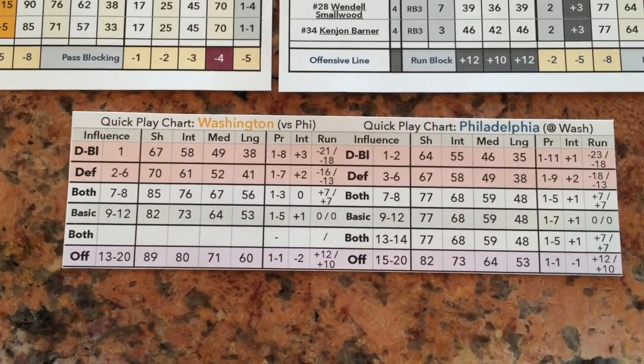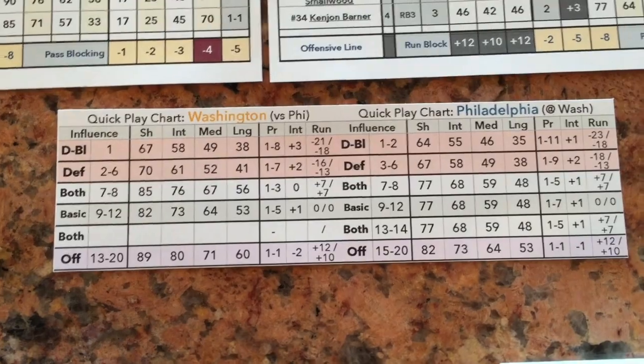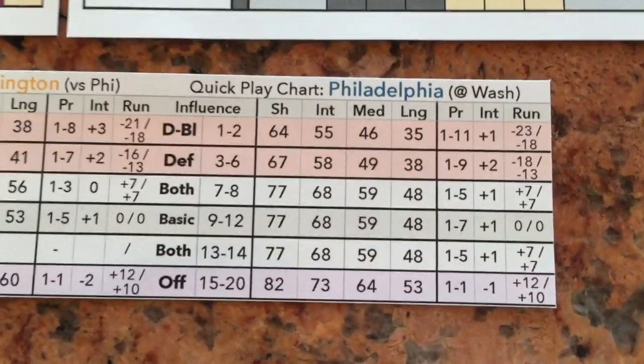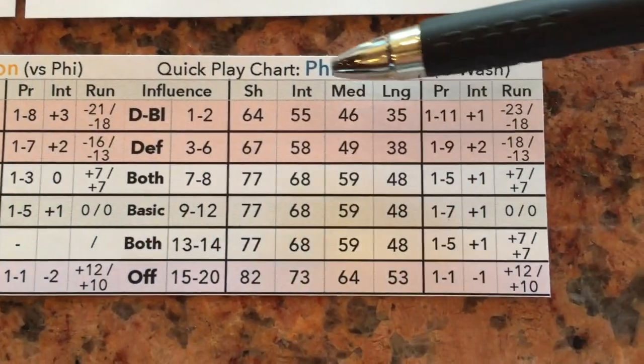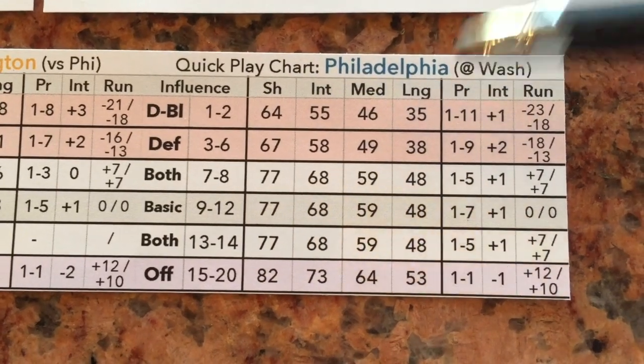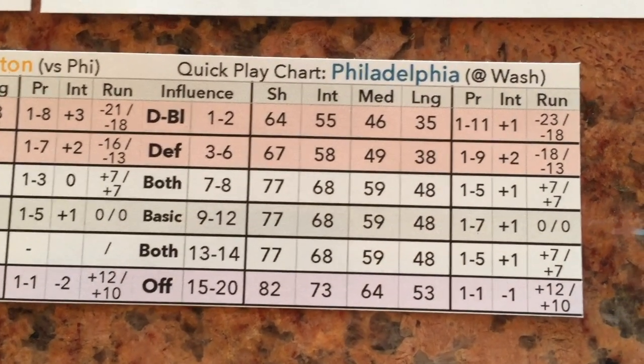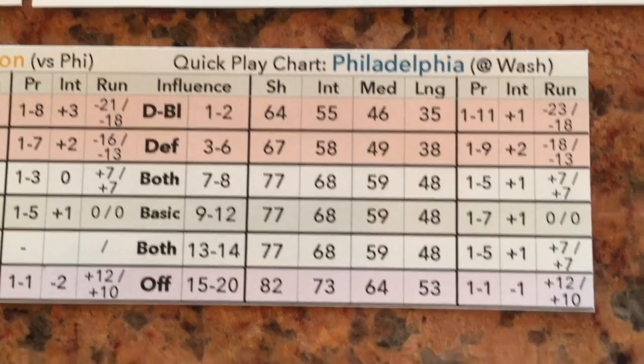It's a quick play chart. I've got it made up for Philadelphia and Washington. And looking at Carson Wentz, he has an opportunity to throw a ball short, intermediate, medium, or long, or he could do a bomb or Hail Mary too. You have to check the rules for how those work.